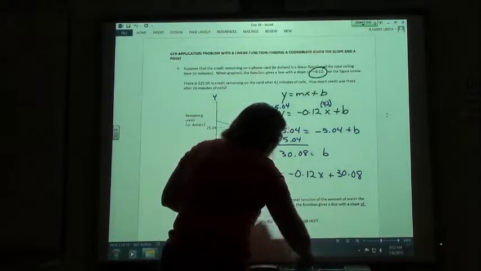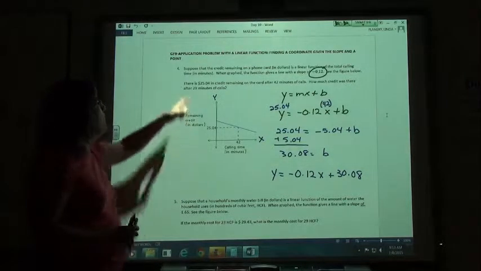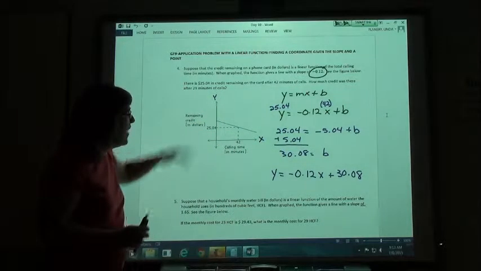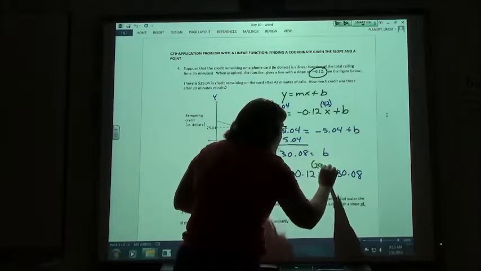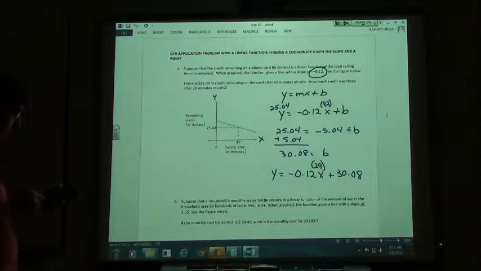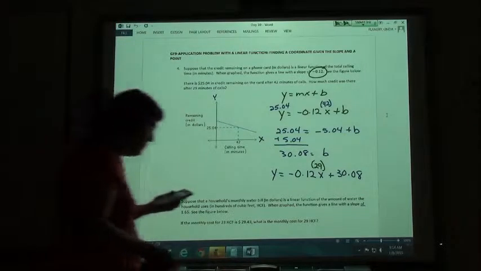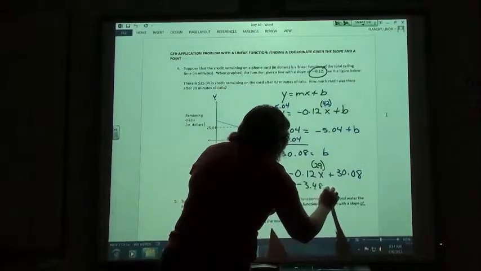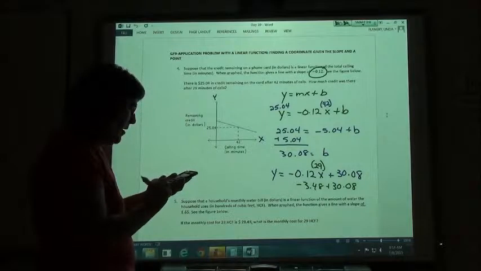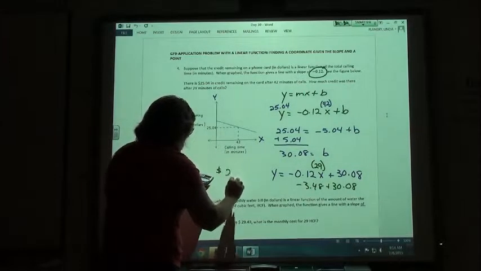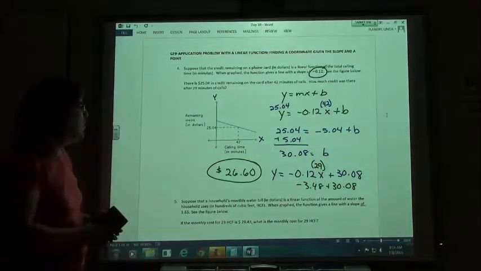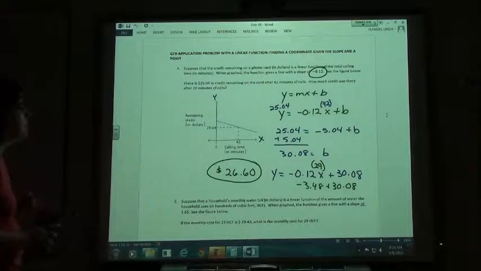Now I'm going to take my equation and solve it for if there were 29 minutes of calls. The number of minutes calling time is my x value. So I'm now going to put 29 in for my x and solve it. Negative 0.12 times 29 is negative 3.48, plus my 30.08. And so I'm going to get $26.60. So if I make 29 minutes of calls, it's going to cost me $26.60.